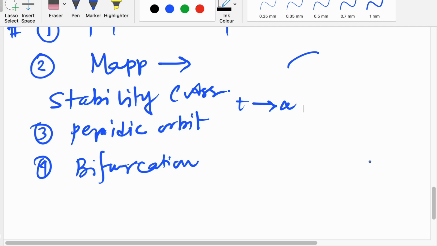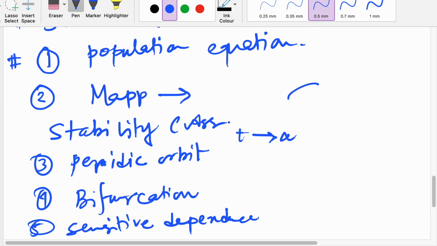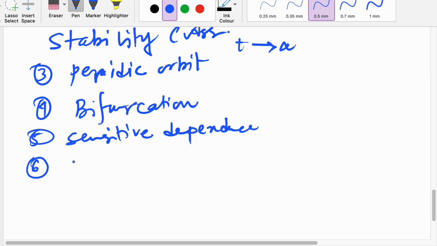And then from that bifurcation we will show how chaos arises, how sensitive dependence came in this simple unimodal equation. Then we will prove that if we have this unimodal thing, then we can prove the other two things: transitivity and dense periodic orbits.